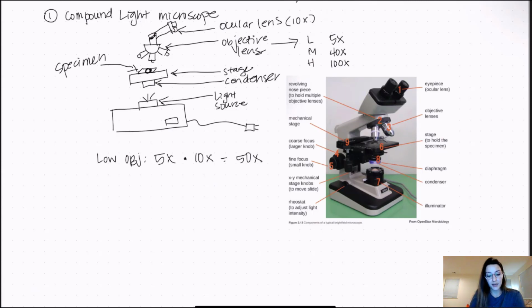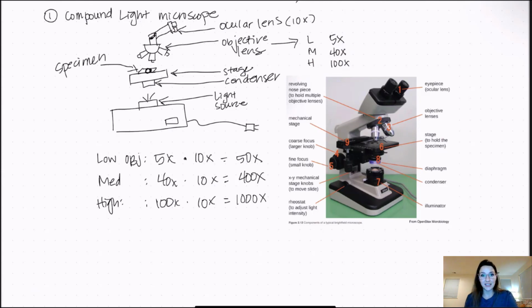So if I follow a similar method here, medium, that would be, let's see, we have 40, and then our ocular lens, so that would be 40x. 10x for the ocular, and that would give us 400 times. That's a really big step up there. And then finally the high power objective would be, well, that's 100 times. So 100 times, then 10 times still for that ocular lens. That's 1,000 times bigger than we could see with our normal eyes. So microscopes, even compound light microscopes, are really, really awesome.